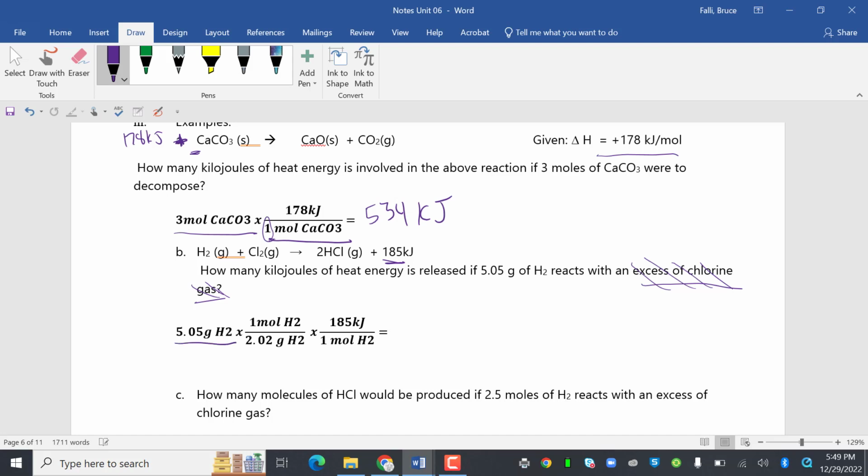So I have 5.05 grams of hydrogen. I'm going to put that on the bottom. I'm going to go through moles of hydrogen, and I use 1 mole. This number comes from the periodic table. Moles and grams, 1 mole equals, go to the periodic table for grams. Now that I'm in moles of hydrogen, I'm going to cancel out moles of hydrogen. Remember, I need an equivalency here, right? 1 mole of H2 will give me 185 kilojoules. So then all I have to do is bust out my calculator. 5.05 divided by 2.02 times 185, and I get 463 kilojoules.